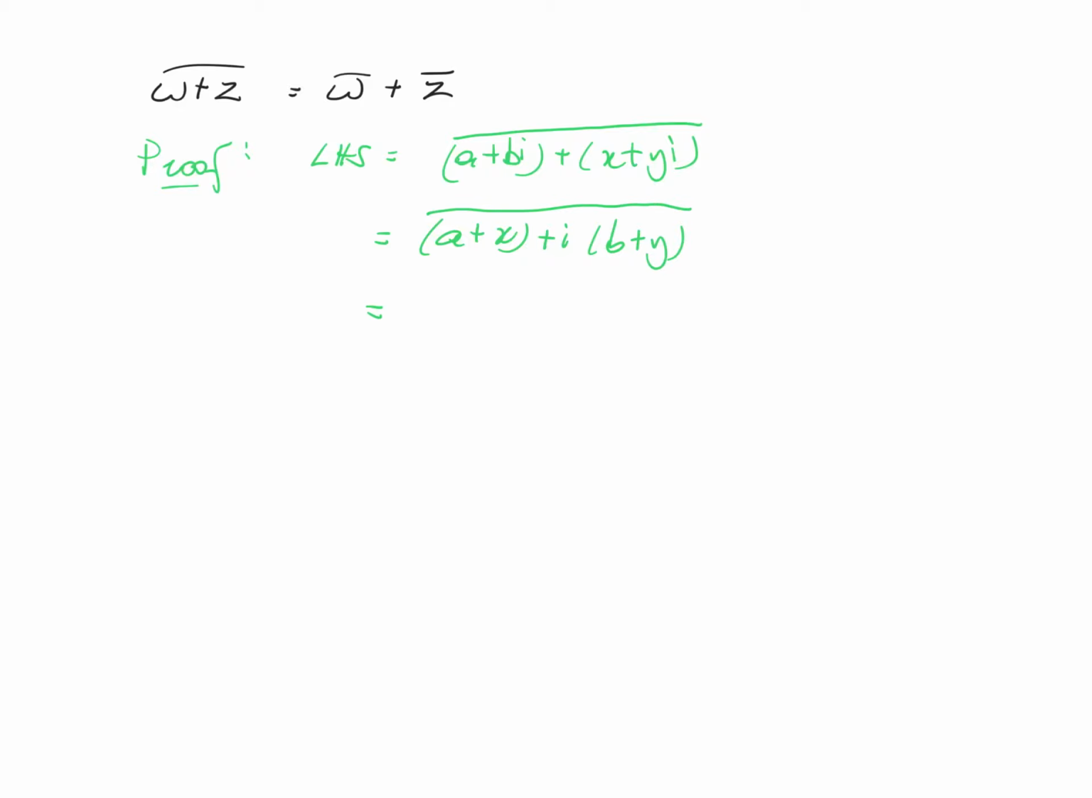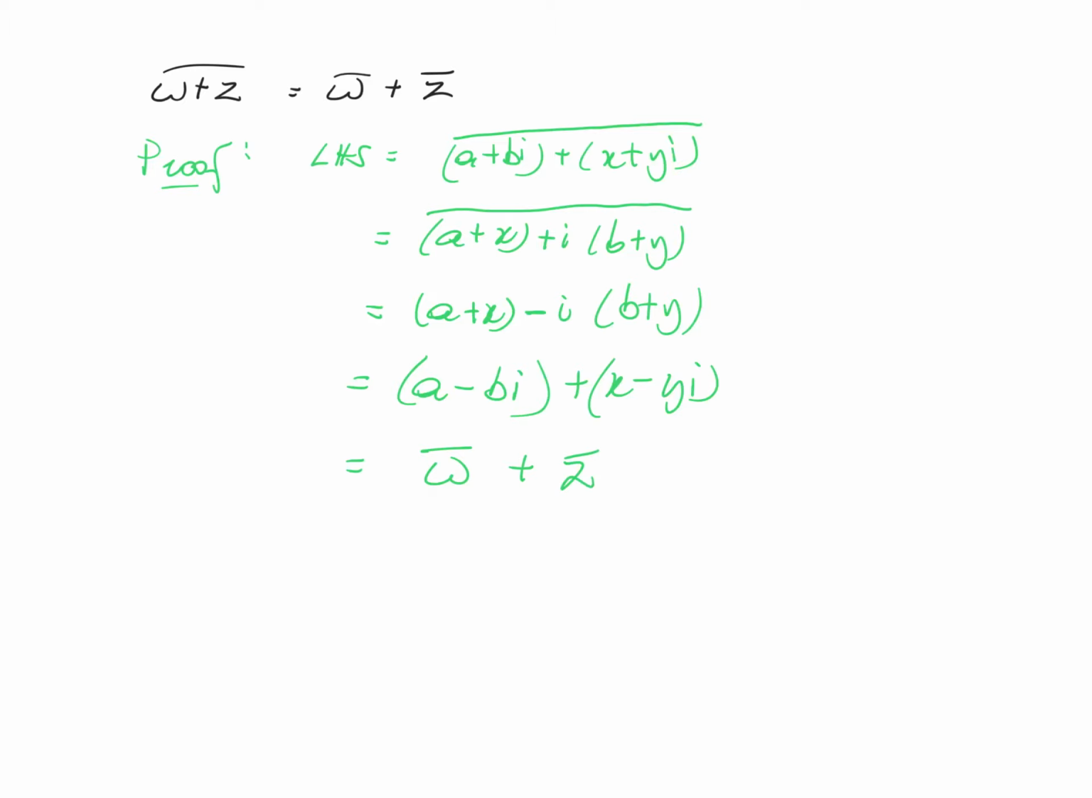We know that the conjugate just changes the sign of the imaginary part, so this becomes a plus x minus i times b plus y. And then we reorder again. This is a minus bi plus x minus yi. So this is the conjugate of w plus the conjugate of z, which is what we needed to prove.